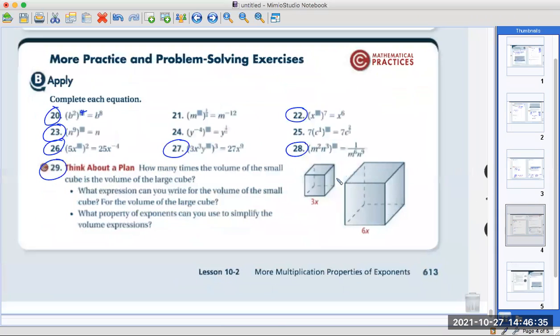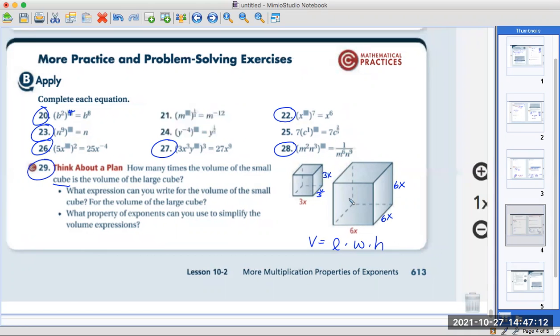The volume is the length, because these are squares. Small cube, it's a cube. A cube has all equal sides. So 6, 6, 6. And the volume is the length times the width times the height. So this times this times this. So you're comparing how much bigger is this volume than this volume, okay? And then on the next page, there's one word problem.